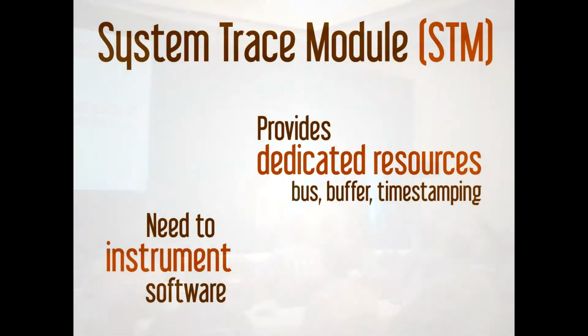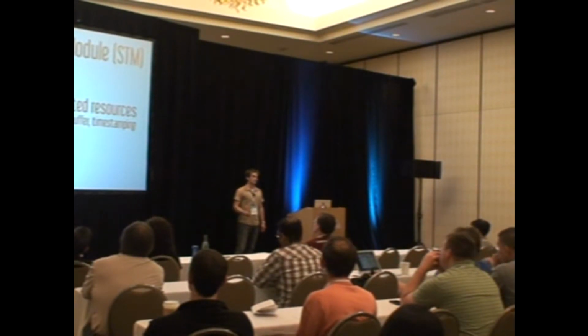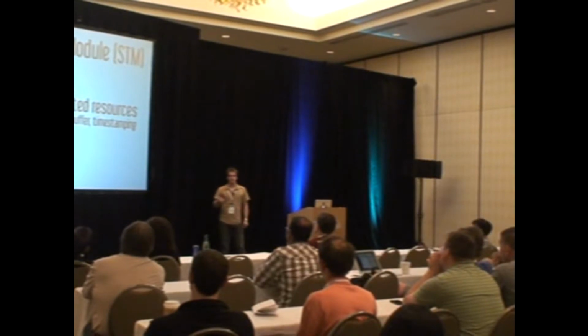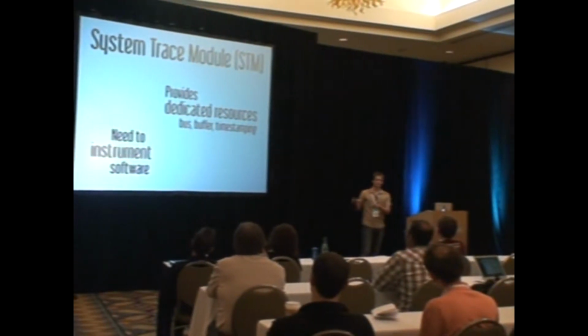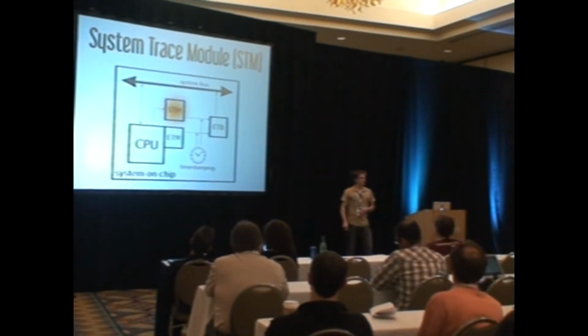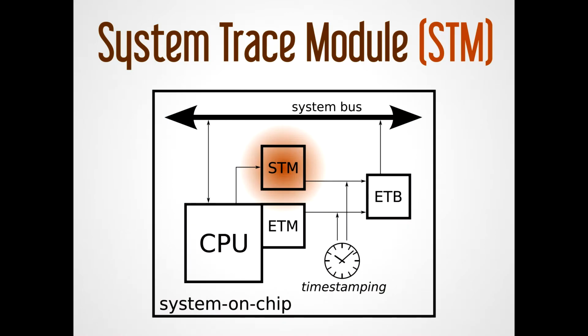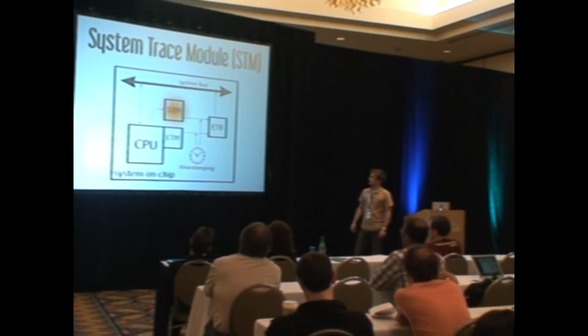How does it work? It provides dedicated resources, like a buffer and a timestamping unit. And you use it by instrumenting your software. That is to say, you modify your software to trigger events at the point where you want to record this event. This is done by writing to a special address. And the hardware will take your packet, take care of it, timestamp it, and store it in a dedicated buffer. This is summarized in this picture, where you see the CPU writes to the STM. Then the packet is timestamped and stored in the ETB, which is a buffer on board the system on chip, actually. And this data can be fetched later via the system bus.